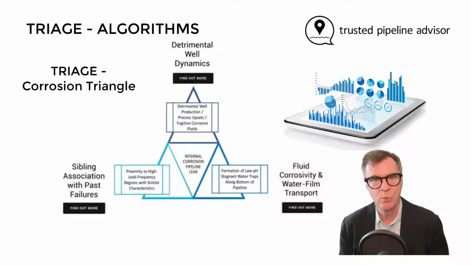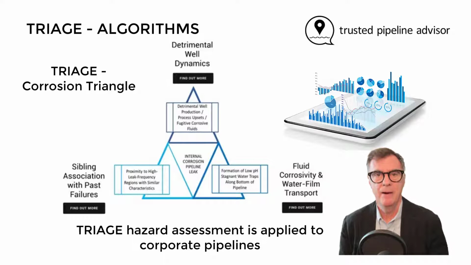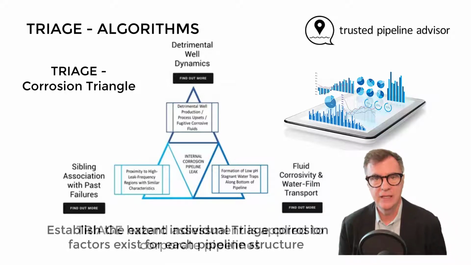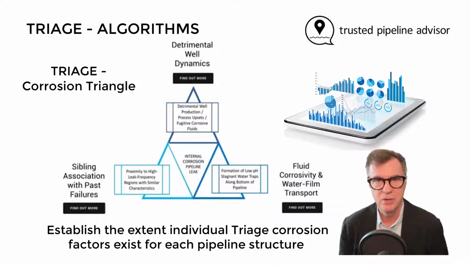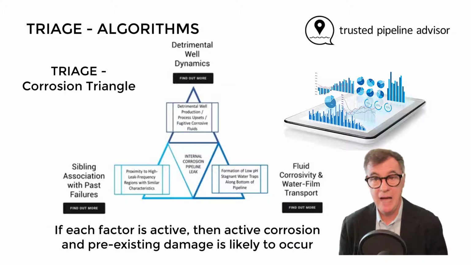This is how it works. We call it the TRIAGE corrosion triangle. Data patterns derived from predictive data analytical methods integrated into the corrosion threat assessment algorithms within the TRIAGE method are applied to corporate pipeline inventory to establish if the likelihood for each of the 3 mandatory contributing factors within the corrosion triangle align. When each factor is considered to be active for an individual pipeline, it positions us to suggest that pre-existing damage is likely in the case where historical mitigation has not been aligned to the hazard state.